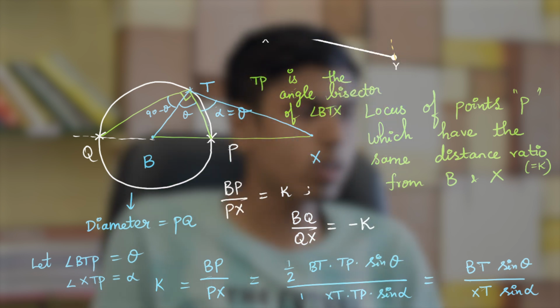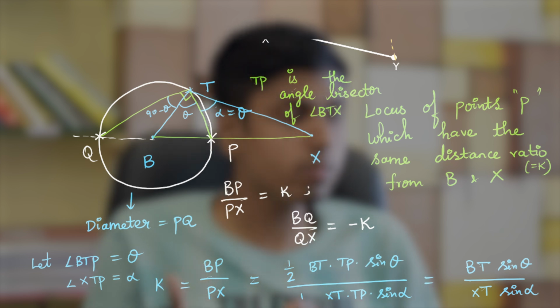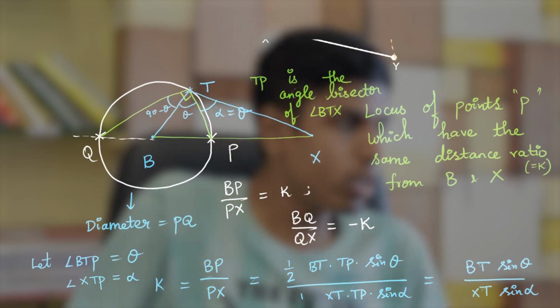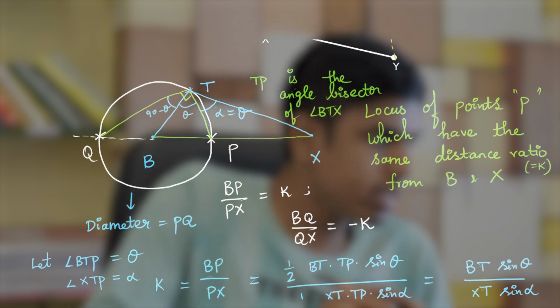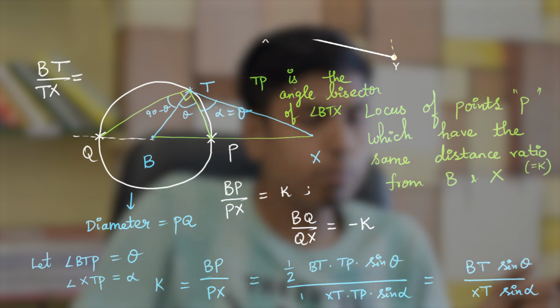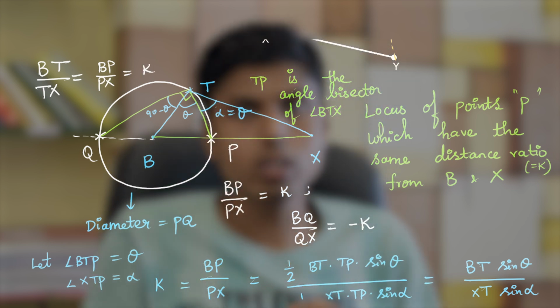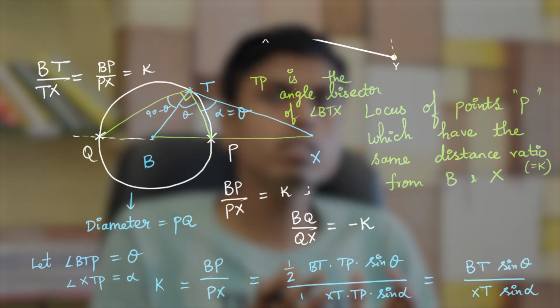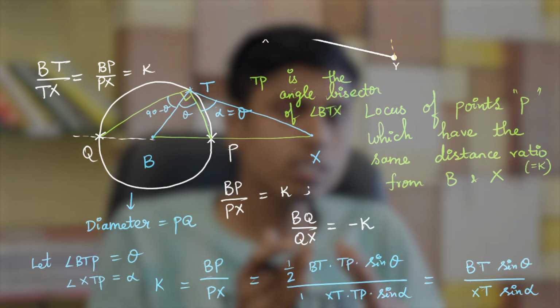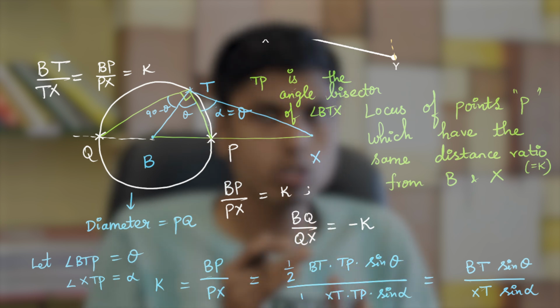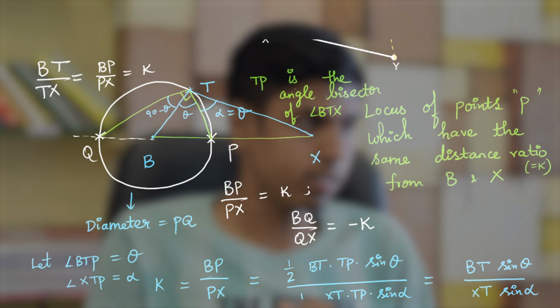So now one could conclude by the angle bisector theorem that BT upon TX equals BP upon PX. Thus it equals the value K. So hence this circle is the locus of points that have the same distance ratio from the points B and X, which equals K here.